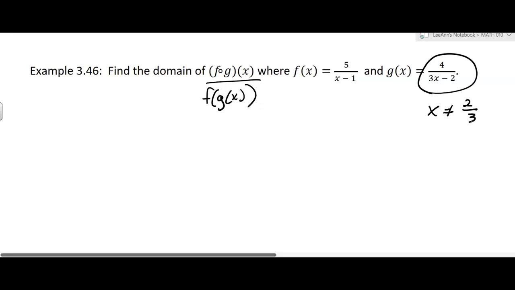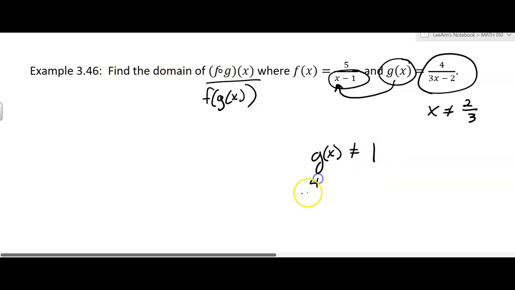Now, what else do I have to make sure? I have to make sure that the output, g of x, does not equal 1. Because if it's 1, then I'm going to have 5 over 1 minus 1, and 1 minus 1 is 0, and that's going to be a problem. So I have to make sure g of x does not equal 1. So the domain here for f was, hey, x can't be 1, but it's not x that can't be 1, it's the output from g that can't be 1. So g of x cannot be 1.